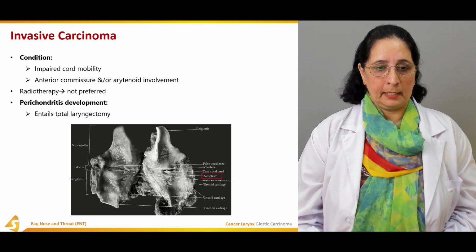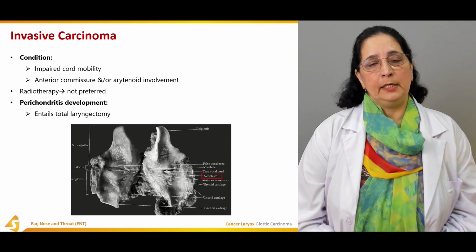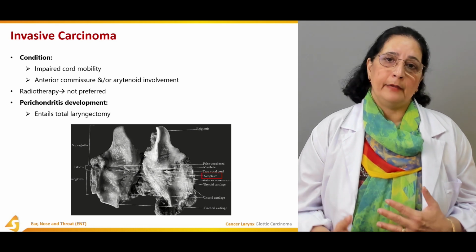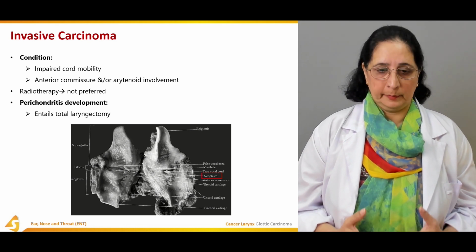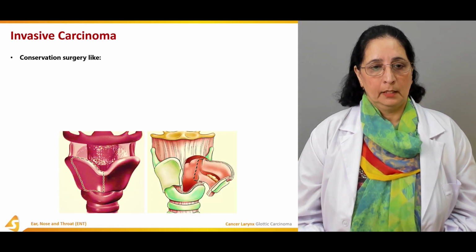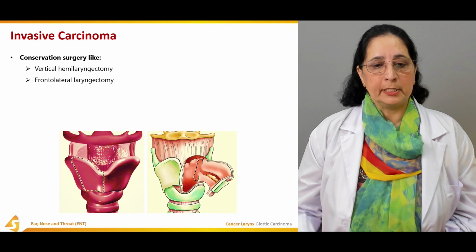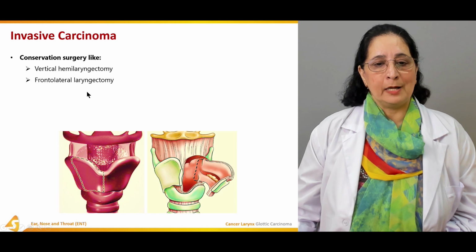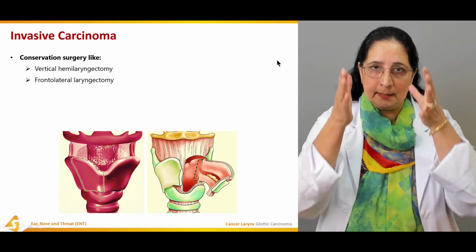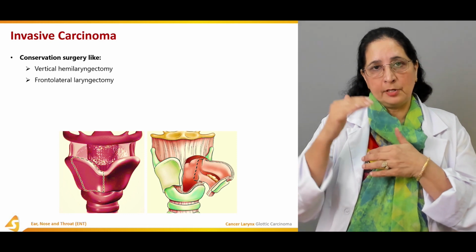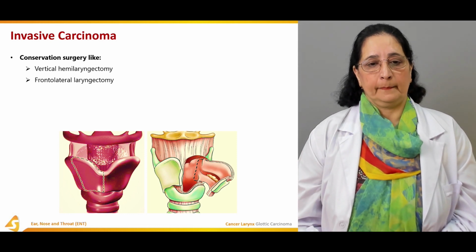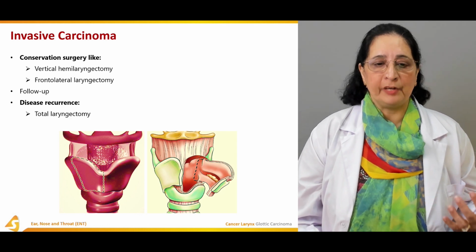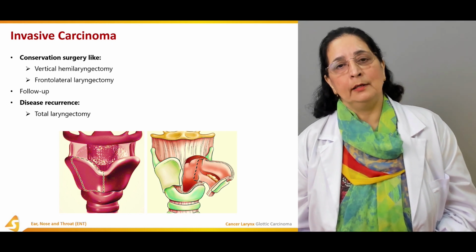Perichondritis development entails total laryngectomy. So if the lesion or the cancer has invaded the surrounding cartilaginous region, then we should go for total laryngectomy. Conservative surgery includes vertical hemilaryngectomy and frontolateral laryngectomy. Hemi means half, in vertical, and then frontolateral laryngectomy. Follow-up is important. If there is disease recurrence, we should go for total laryngectomy.